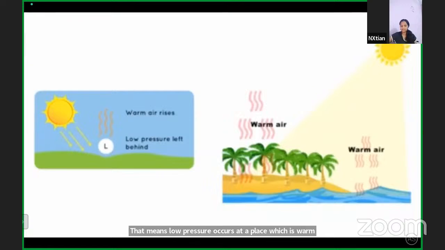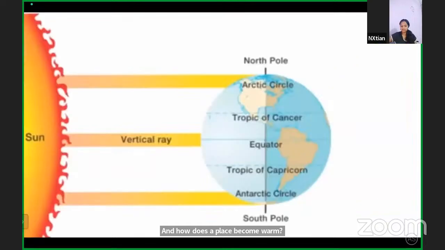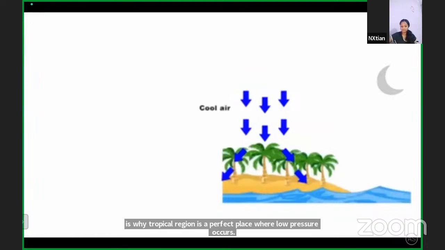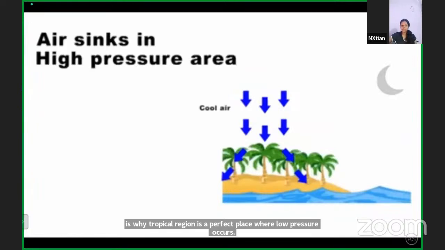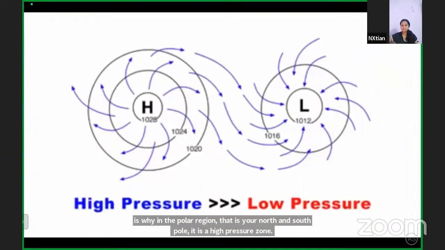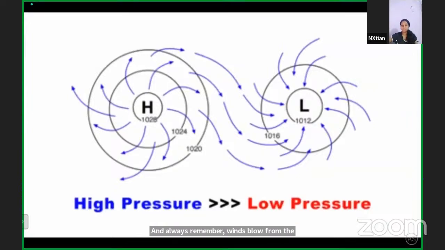And how does a place become warm? Because of the incoming heat from the sun. That is why the tropical region is a perfect place where low pressure occurs. Similarly, high pressure occurs when air is cool, either from being over a cool land or ocean surface. That is why the polar region, your north and south pole, is a high pressure zone. And always remember, winds blow from areas of high pressure to low pressure areas.